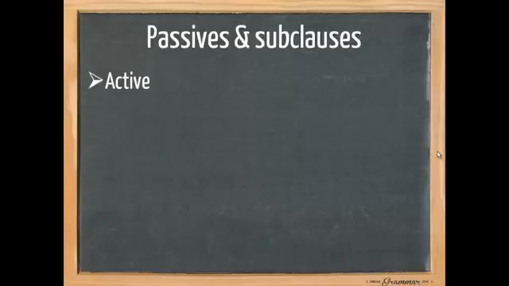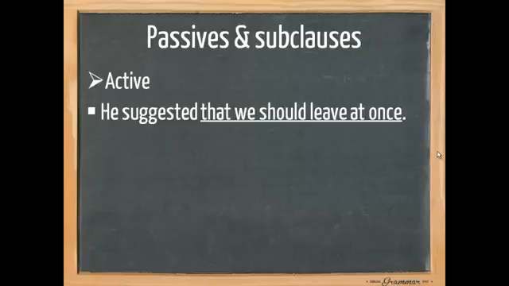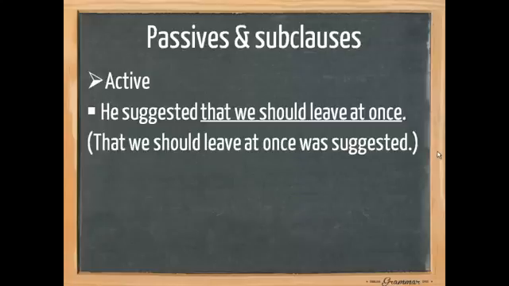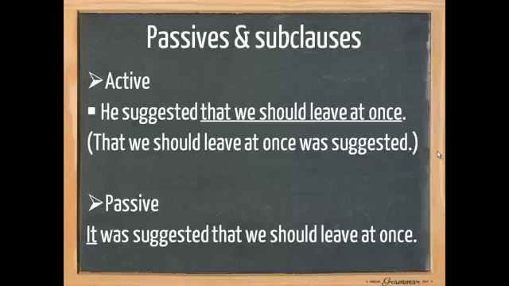Let's have a look at passives and subclauses. He suggested that we should leave at once. That we should leave at once is a subclause. Now, a subclause is a piece of a sentence that cannot exist on its own. So if we would change it, we would say "that we should leave at once was suggested". But that's a bit weird. So what we do here, we use it. Now remember, it does not occur in the active sentence, but because "that we should leave at once was suggested" is a bit strange, we just simply make use of it. It was suggested that we should leave at once.